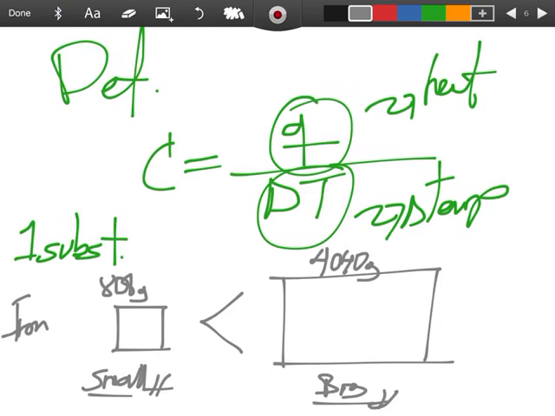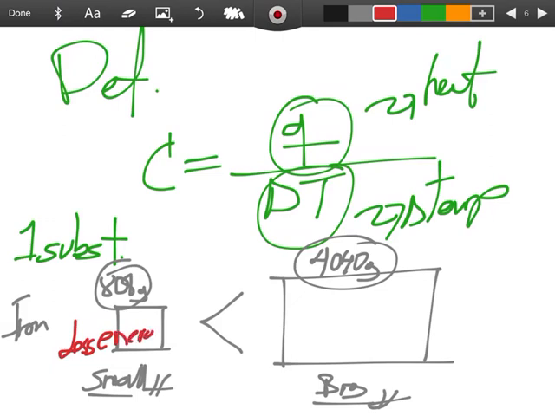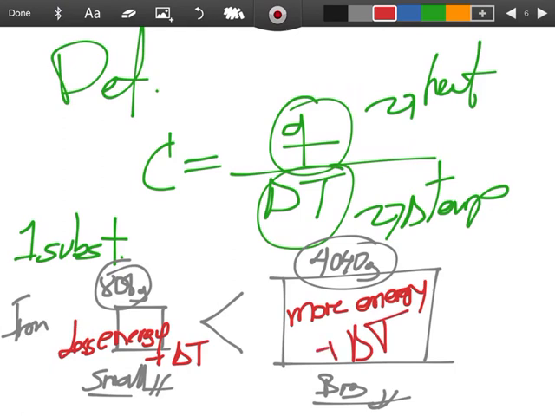So if I want to raise the temperature, since I have less mass here than here, I'm going to need here less energy to perform a change of temperature, positive or negative, it doesn't matter. And here I'm going to need what? More energy to perform a change of temperature, positive or negative, it doesn't matter really.